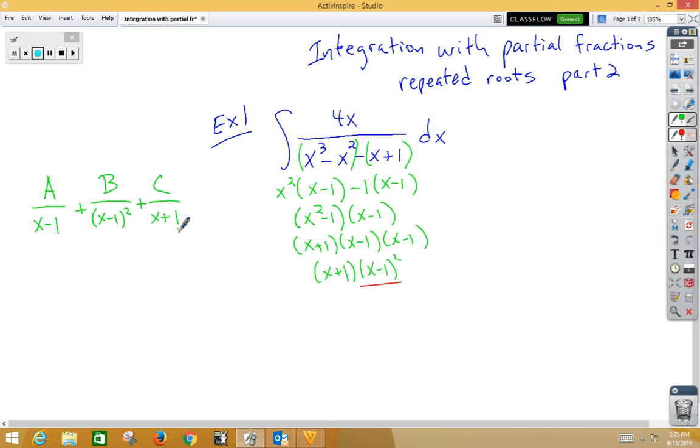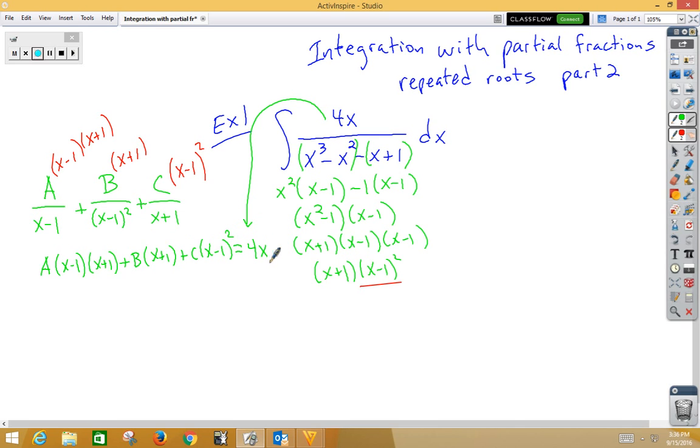And we're going to make common denominators. The A is going to need an x minus 1, and it's going to need an x plus 1. The B has the x minus 1 squared, so it only needs an x plus 1. The C is going to need the repeated root of x minus 1 squared. So now we have A, x minus 1 times x plus 1, plus B times x plus 1, plus C times x minus 1 squared is equal to our original numerator, which is 4x.